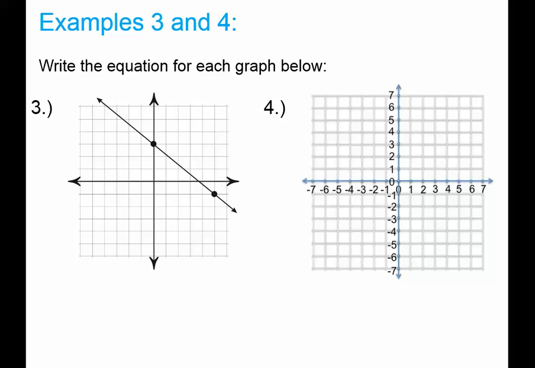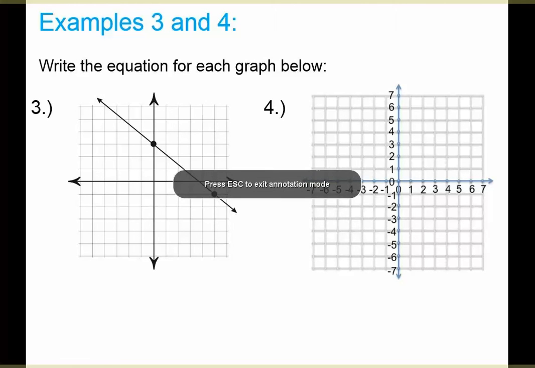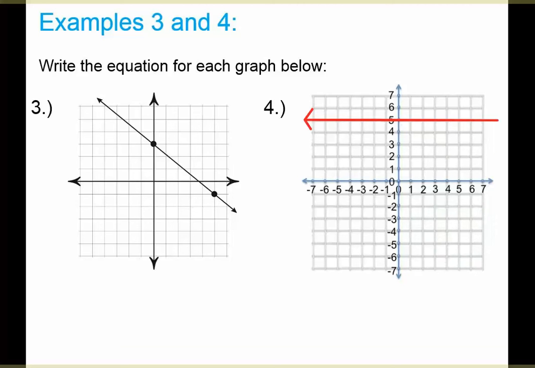You'll notice that number 4 is missing a graph, so I'm going to go ahead and put that in right now. So let's see, for number 4, we'll try that line. Okay, go ahead and try both of these on your own. Remember, y equals mx plus b. You need to come up with a slope and a y-intercept. See if you can get the equations for these lines. Go ahead and hit pause now, and then unpause when you're ready to reconvene and go over answers.